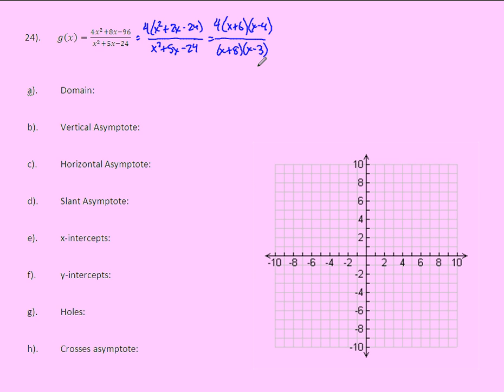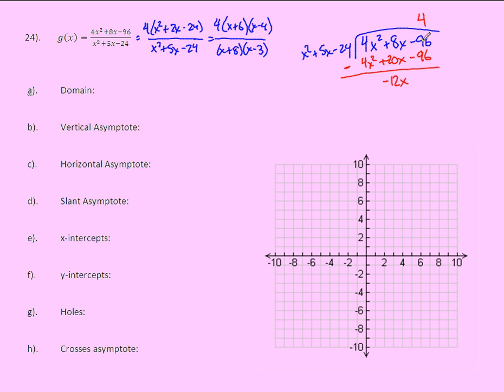I also will want to do the long division, and this is going to be a little bit cumbersome. 4x squared plus 8x minus 96. My outside is the x squared plus 5x minus 24. X squared times what gives me 4x squared? That's 4. So it gives me 4x squared plus 20x minus 96. When I do that subtraction, those go away. 8 minus 20 will give me negative 12x.